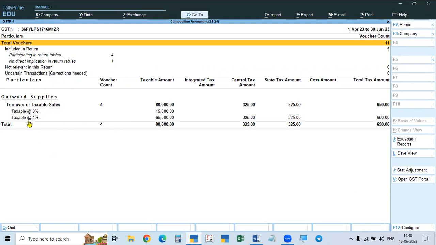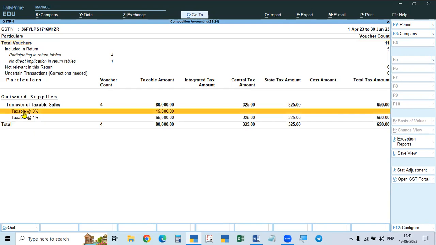Only 4 are shown. See this, nil rated 0% and taxable are shown, but exempted are not shown, because nil rated means at present the rate is 0, no rate. By issuing a notification, the government can change it from nil rated to some other rate, like 5% tax. That's why nil rated can be changed by the government simply by issuing a notification.